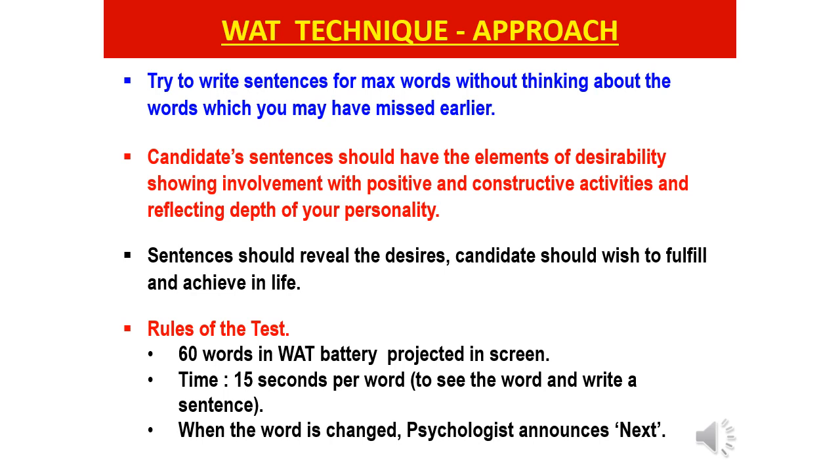Now, what are the rules for the conduct of the test? In the word association test, a candidate will be shown 60 words, which are 15 words from 4 different form factors selected by the psychologist. One word will be projected on your screen at a time, and the candidate gets a time of 15 seconds to see the word, associate the word with an idea and write a meaningful sentence so as to convey the traits of his personality to the psychologist. Automatically, after 15 seconds, the word will be changed and a new word will be projected on the slide. And during the changeover of the word, the psychologist may or may not announce the next word.